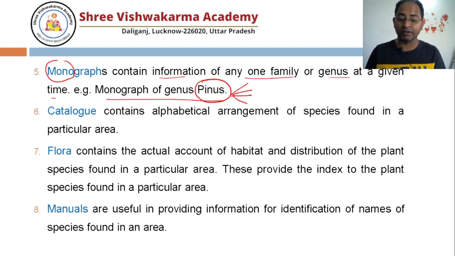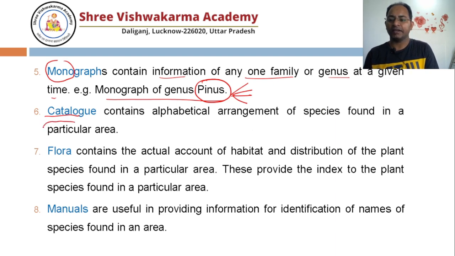It's a kind of book in which there is the description of only one genus, and how many species are present under that genus. Or if it is a family, how many genera or species are there in that one family. So in a particular book, only a single family of plants, or only a single family of animals, is mentioned. That is known as a monograph. Next is known as catalog. What is a catalog?